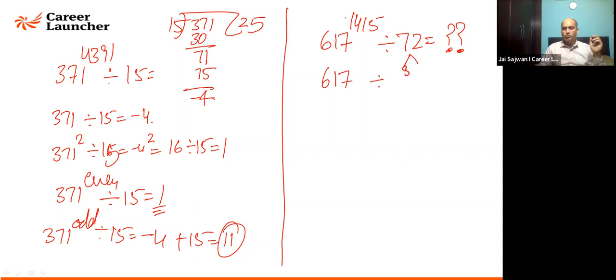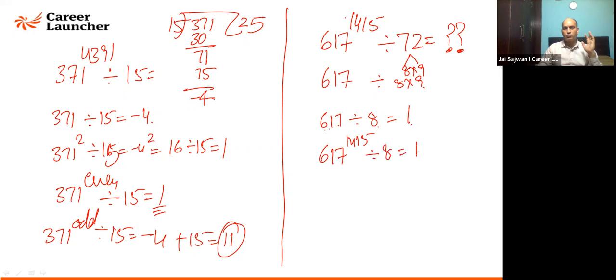I'll divide 72 into co-prime numbers, 8 into 9. So I'll first find 617 divided by 8. 8 sevens are 56, 8 sevens are 56, remainder is 1. I hope you agree to this. So 617 to the power of 1415 divided by 8, the remainder is 1 to the power of 1415, so the remainder is 1.